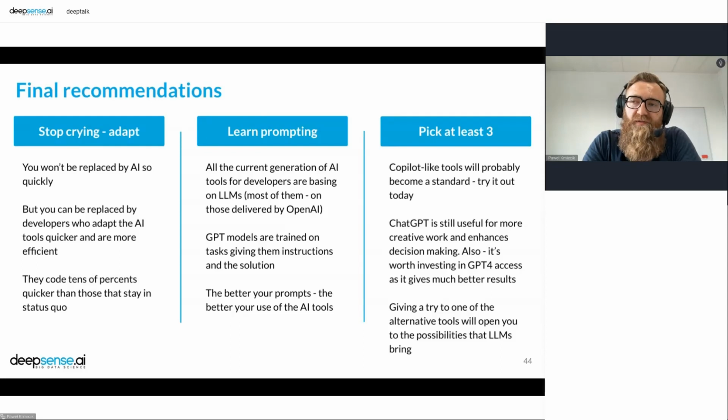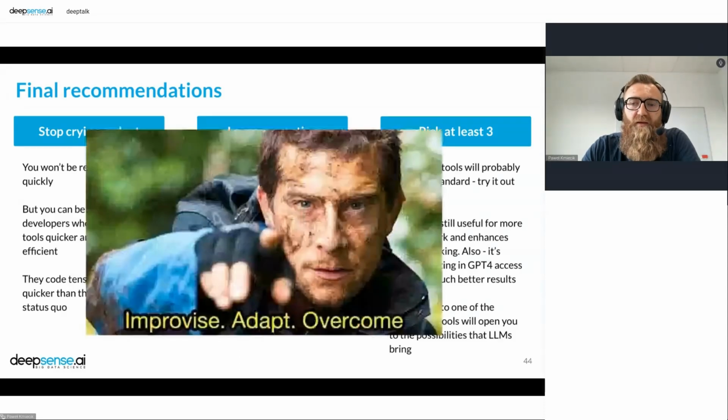And the last recommendation is picking at least 3 tools. Copilot, ChatGPT is also useful in a lot of tasks, and also explore and try the other tools that are built around GPT models, because there are more and more of them right now on the market, and probably not all of them will be worth checking, but we need to just have an eye on them, just to not be left behind. So, improvise, adapt, and overcome.